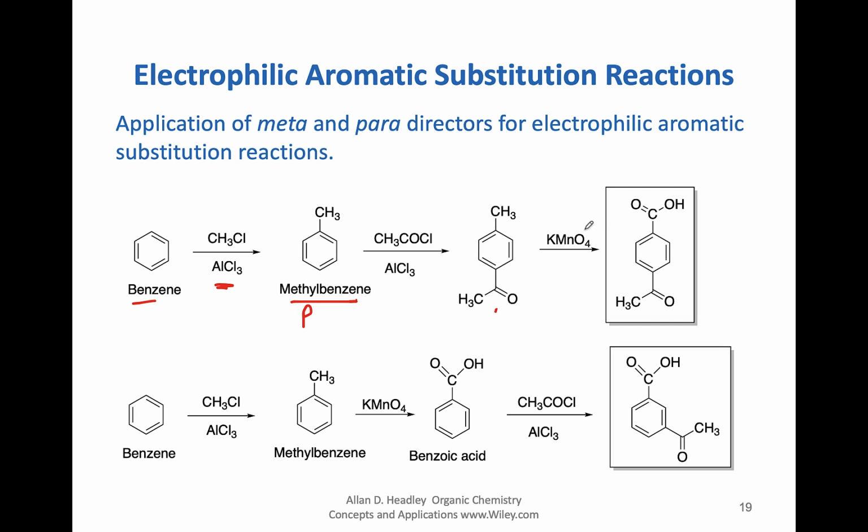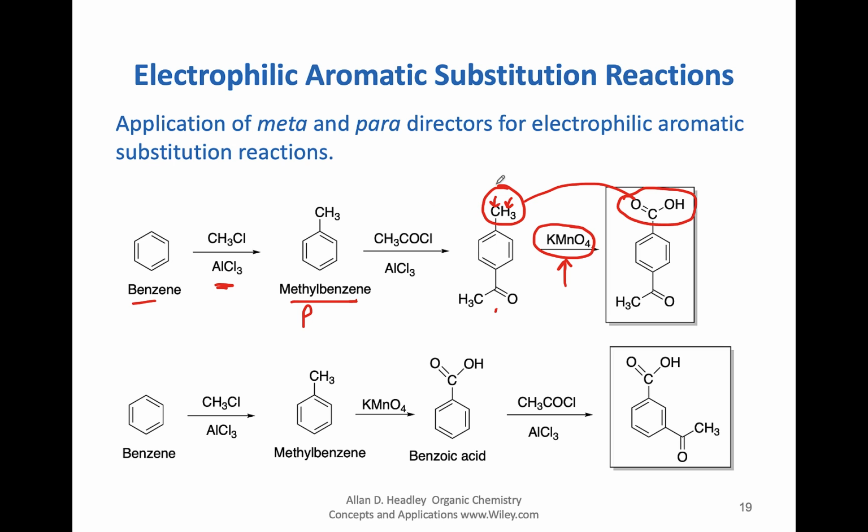Here we have potassium permanganate, an oxidizing agent. I need to point this out. If there is a carbon that has at least one hydrogen in the presence of a strong oxidizing agent, this group will be oxidized to the carboxylic acid. There's more information on that in the text.